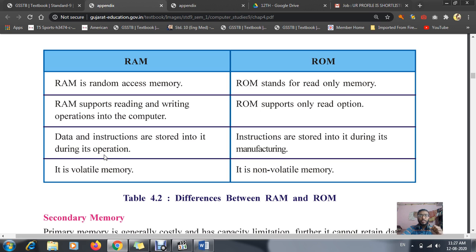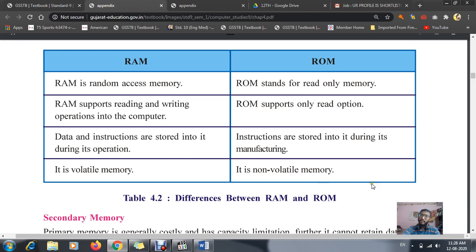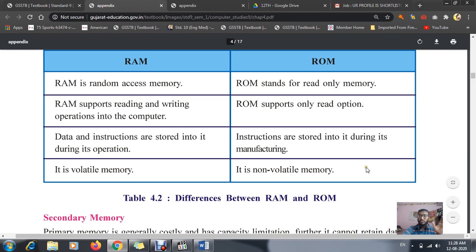Now the fourth difference is that RAM is volatile. Volatile memory means that if the power goes off or the computer shuts down, the values stored in RAM will automatically be erased. Whereas in ROM, even though the power goes off, your values will be saved as they are. This is known as non-volatile memory. Understood? This is what we learned in your previous period.